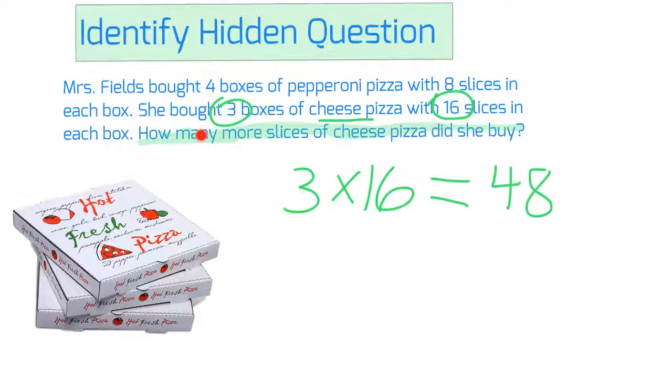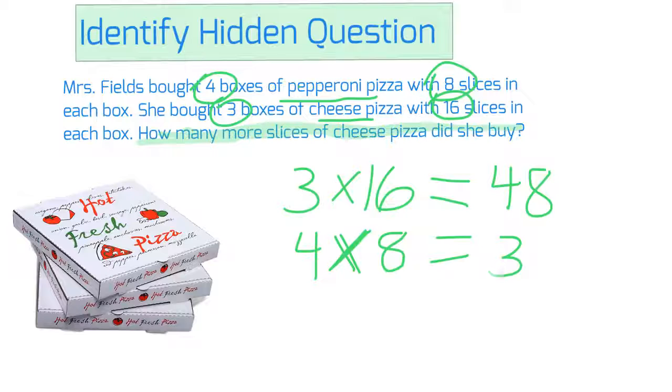Well, I would have to say no, because it's saying how many more slices of cheese pizza did she buy? So there's a hidden question here that we still need to figure out before we can solve this. In order to find out how many more slices of cheese, we need to know how many slices of pepperoni she actually bought. So the pepperoni is up here, and I can see that she bought 4 boxes of pepperoni with 8 slices in each. So I will need to multiply that hidden question, 4 times 8, to figure out the pepperoni, which gives me 32.